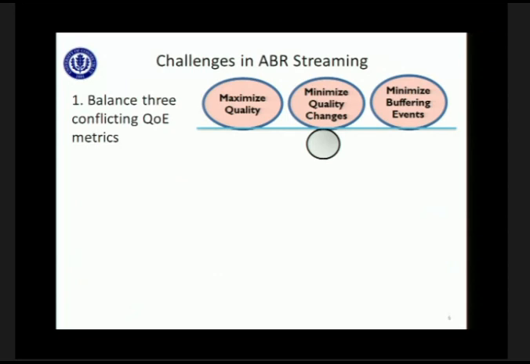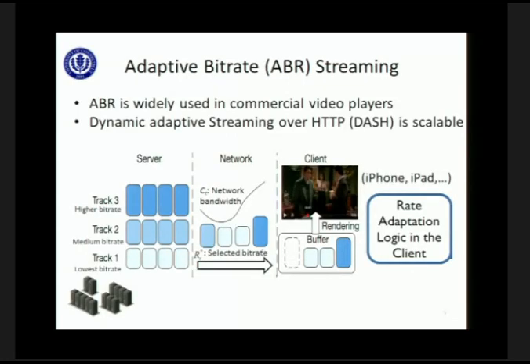So what are the challenges in ABR streaming? As we mentioned, first you need to balance these three conflicting requirements. You want to maximize the quality. Basically, you want to have as many of the high tracks. Minimize the quality changes. Flipping among different bit rates is not good. That's basically changing your control signals. And you want to minimize the buffering events. That means you don't want the buffer to become empty. You don't want it to go to 0. And typically this buffer is measured in terms of the number of seconds of video that you can play. That's the buffer.